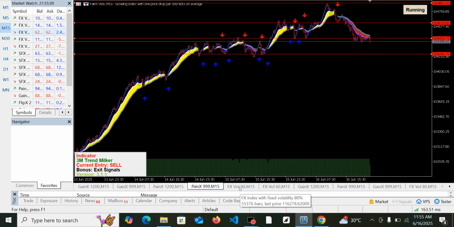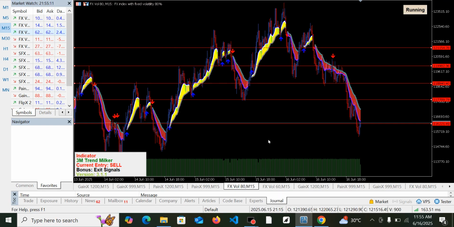Now let's look at the last asset, which is going to be FX volume 80. This is FX volume 80. It started a downtrend right from this resistance zone after giving us this chart formation and gave us the downtrend signal at this point and a sell signal, and it has been selling since then.